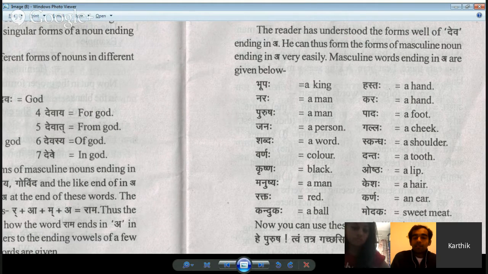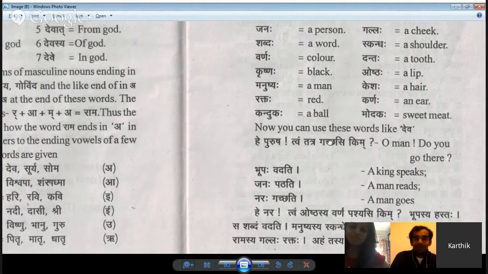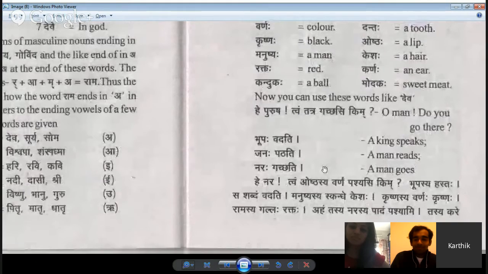And Modakaha, they call it sweet meat, some kind of sweet. Usually Modaka is not laddu. You know this, during Vinayaka Chaturthi they make those balls with sweet inside. So that is called a Modaka. In Tamil we call it Kolkate. I don't know what you call it in your languages. So that is Modaka. And then okay, so now we'll see some sentences as usual.